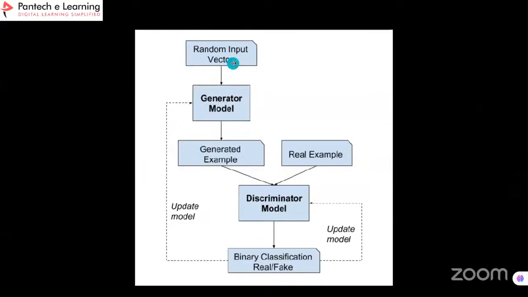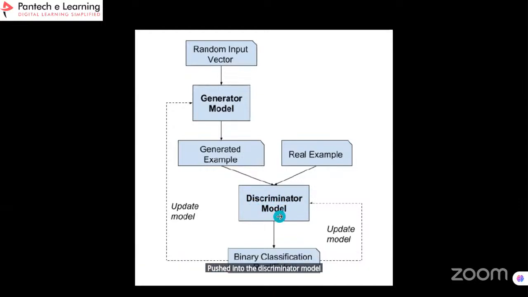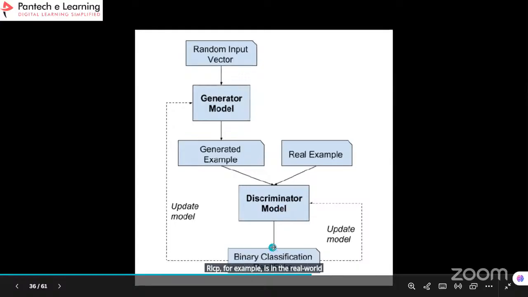First, it generates a random vector for the generator model. The generator will create one kind of example, a fake one. The real example also, both are combined and pushed into the discriminator model. The discriminator model will decide whether it is real or fake. That is binary classification. If it is the real one, there is no problem. If the discriminator decides it is a fake one, it goes back to the generator model. That is the backward propagation.